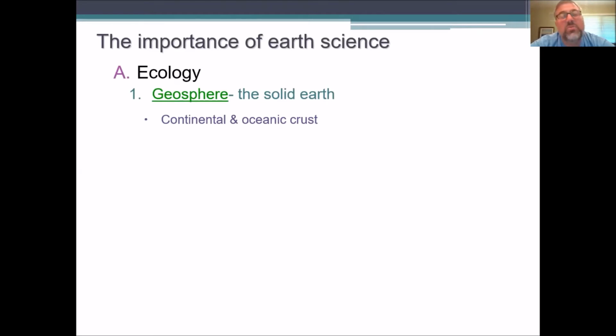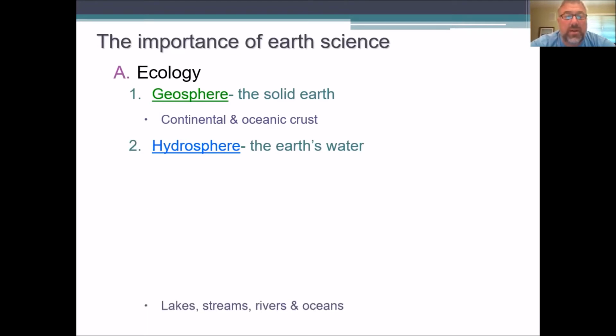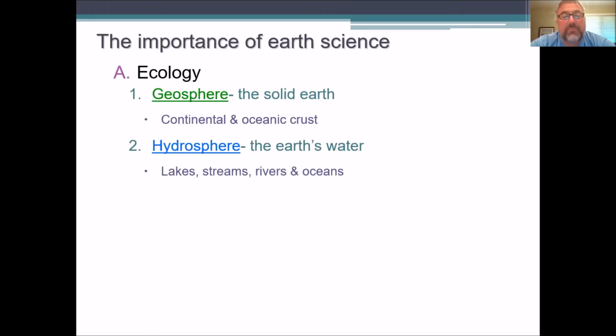And so the first one that we look at is basically the geosphere, which is the crust, right? So we have two types of crust, oceanic and continental crust. Then we have the hydrosphere. The hydrosphere is wherever Earth's water is, right? And so that's pretty easy. Lakes, rivers, streams, oceans, ponds, those are all part of the hydrosphere.